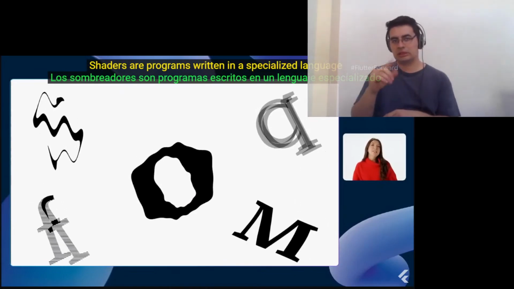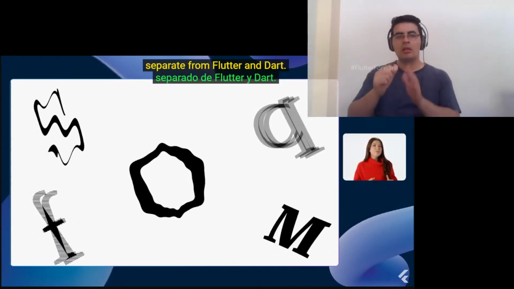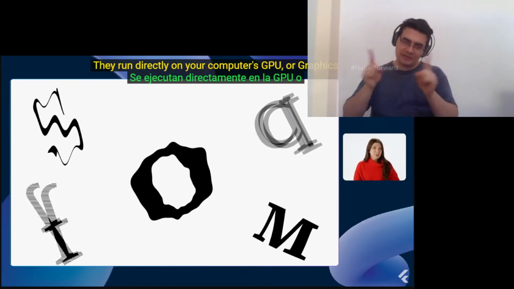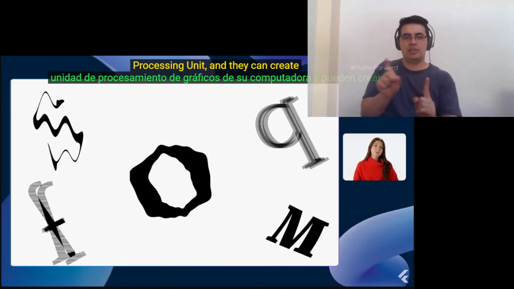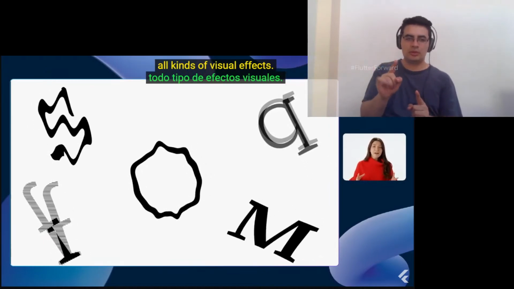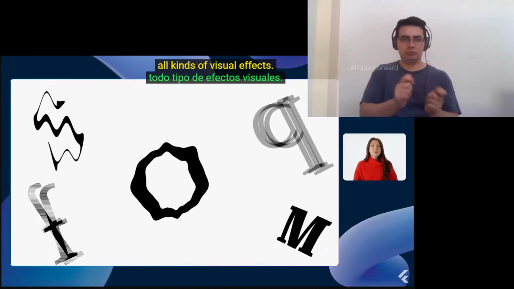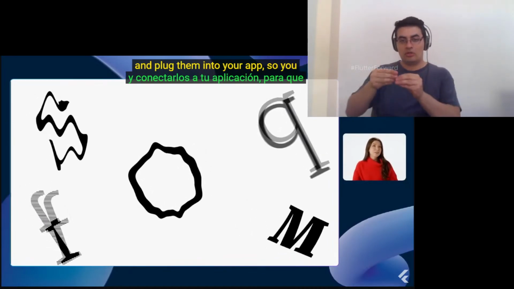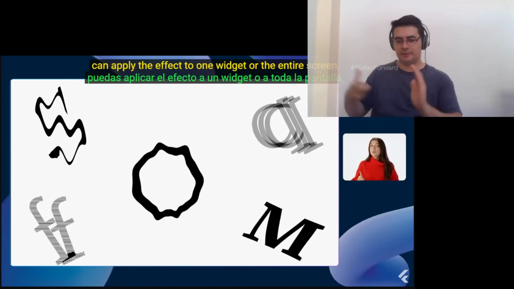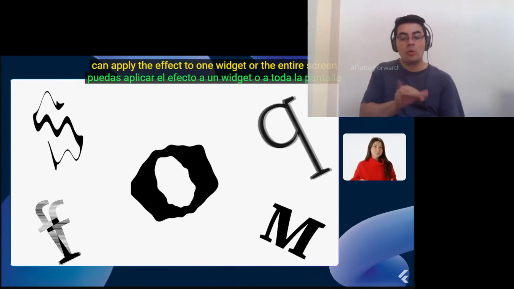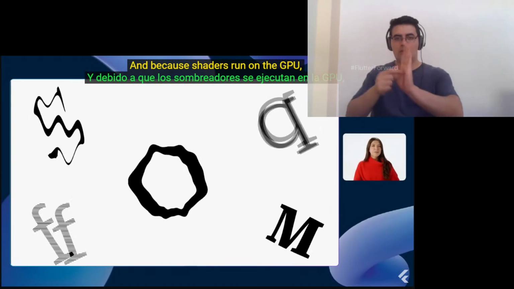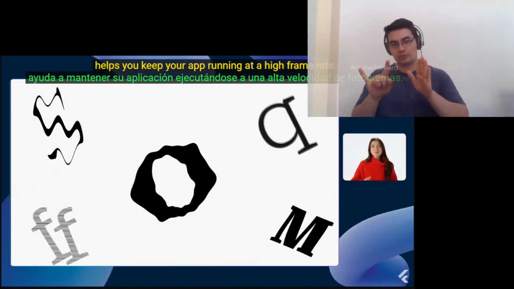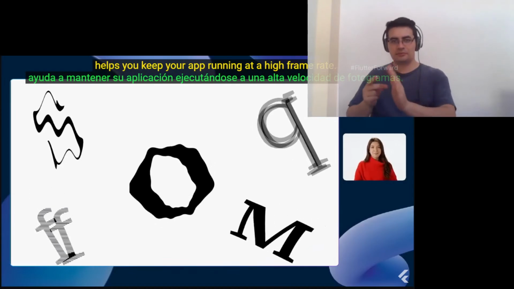Shaders are programs written in a specialized language separate from Flutter and Dart. They run directly on your computer's GPU, or graphics processing unit, and they can create all kinds of visual effects. Flutter lets you code your own shaders and plug them into your app. So you can apply the effect to one widget or the entire screen. And because shaders run on the GPU, they take work off of the CPU, which helps you keep your app running at a high frame rate.